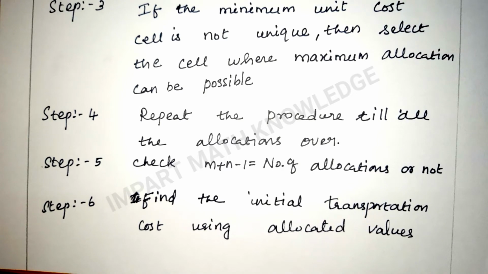After allocating the value, you have to check whether m plus n minus 1 is equal to the number of allocations or not. If m plus n minus 1 is equal to the number of allocations, then we can say that the solution is a non-degenerate one. After that, you have to find the initial transportation cost using the allocated values. In the least cost entry method, you have to select the minimum cost in the given matrix.